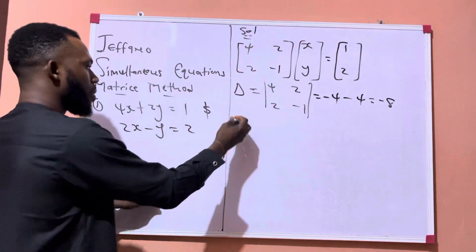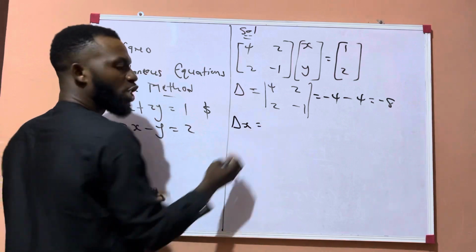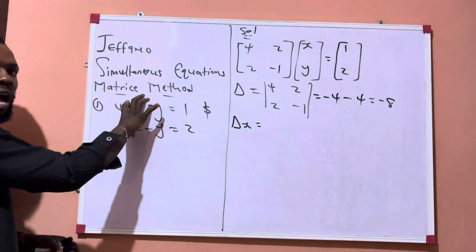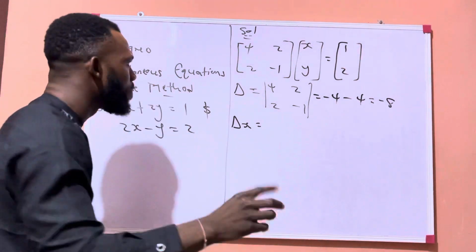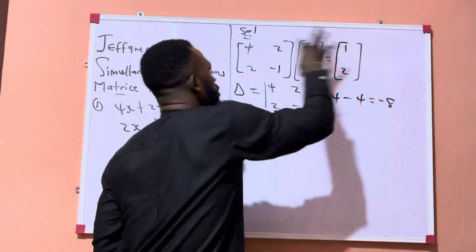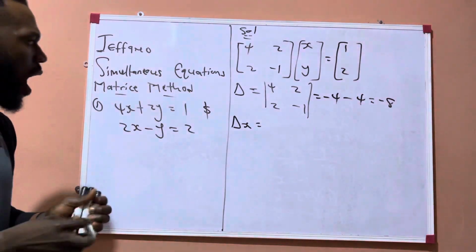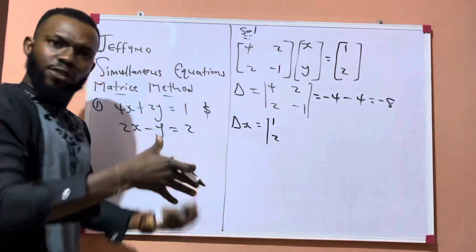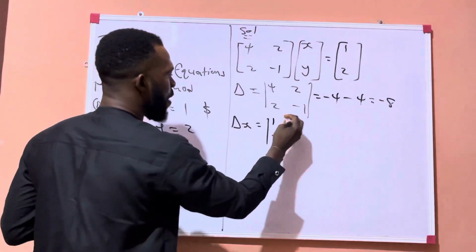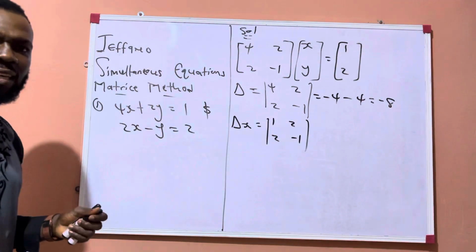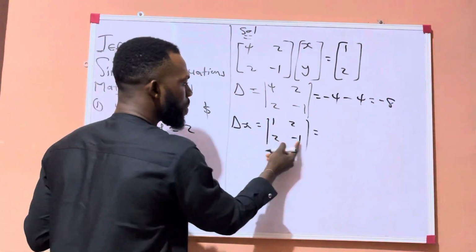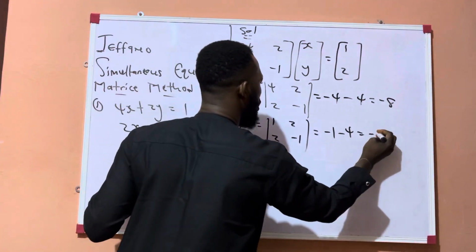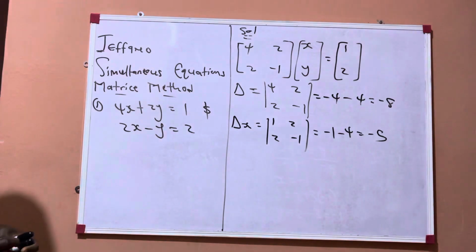Change in x. Now let's go there. Now, how do you solve for change in x? Change in x simply means, remember, this first column here belongs to x. Now, when you say change in x, look at the word change in x. It means remove the column of x and give your constants there. Replace it with your constants. So I'm going to have something like this. Now, instead of writing 4, 2, I will write 1, 2. I have changed x. Now, what is the next I have here? 2, minus 1. Also, I find the determinant. Now, the determinant again becomes 1 times minus 1 gives me minus 1, minus 2 times 2 gives me 4. Class, minus 1 minus 4 gives me minus 5. I have got change in x.